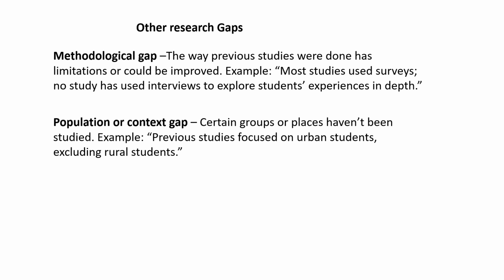Population or context gap. Certain groups or places haven't been studied. Some groups within the population. For example, previous studies focused on urban students excluding the rural students. This is a population or context gap, which one has identified in literature.